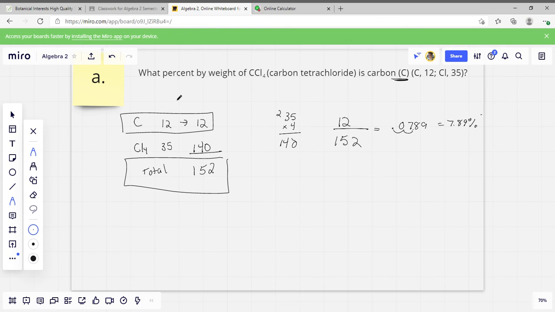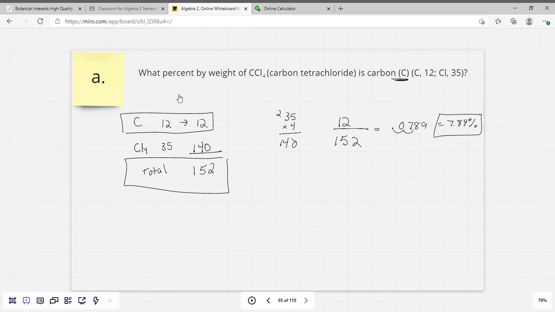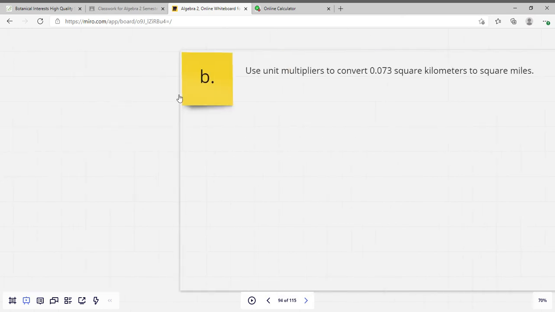Let me double check that with my answer key here. Yep, 7.89%. If you just rounded that up to 8%, I guess I would accept that. Try to go to 2 decimals in your percent. So in your decimal part, you're going to want to have 4. And then when you move your decimal, you'll have 2.